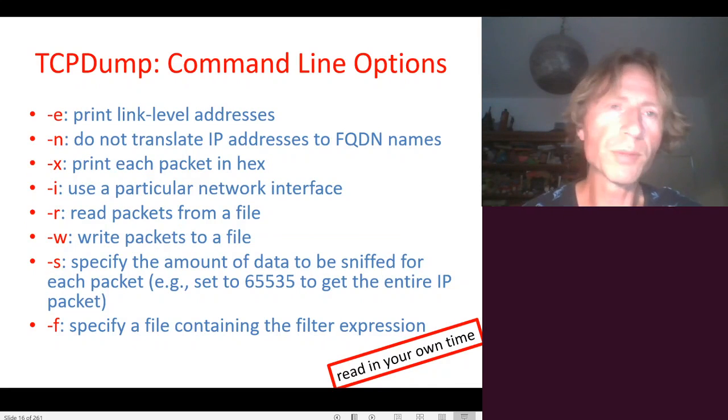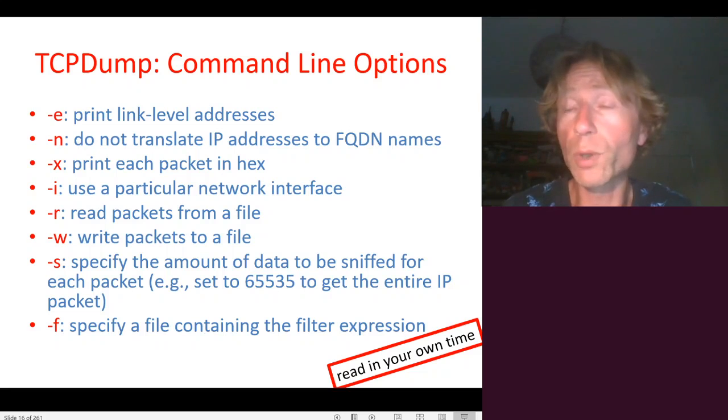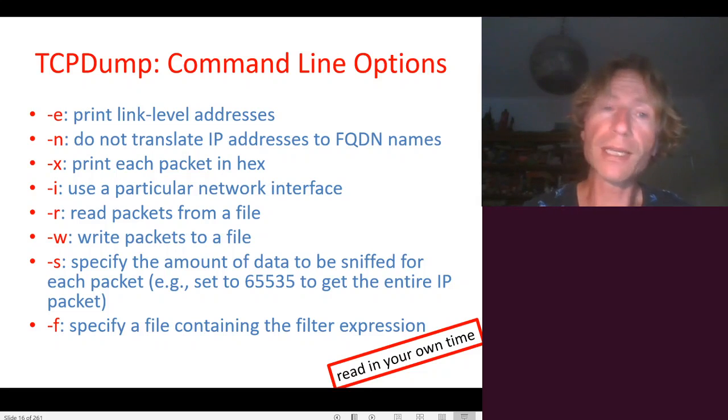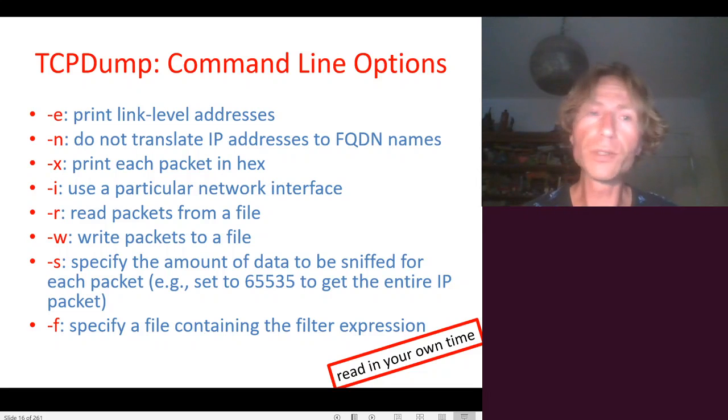So we can cherry pick some of the command line options. For instance, you can print the link level addresses with -e. You can decide that it shouldn't do a domain lookup to map the IP addresses to fully qualified domain names by using -n. We can print the contents of a packet using -X. We can specify which network card we want to receive the traffic from with -i. We can dump the traffic in a dump file using -w, and then run tcpdump on a file using -r.